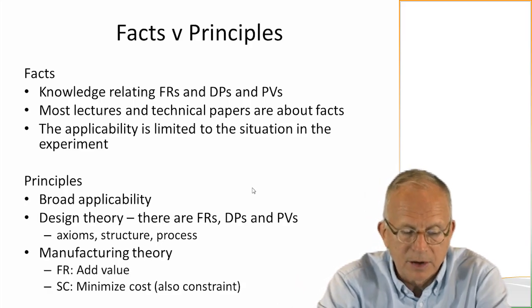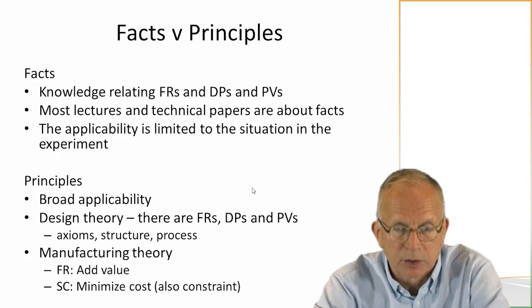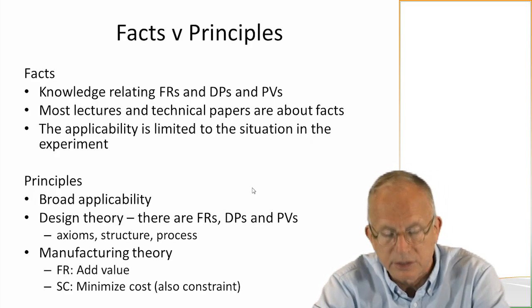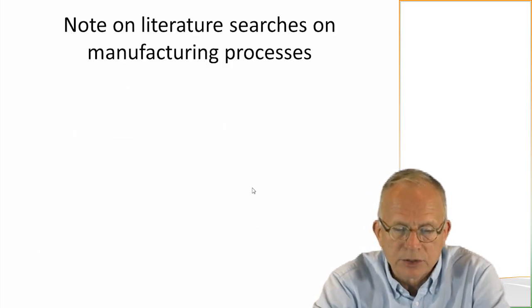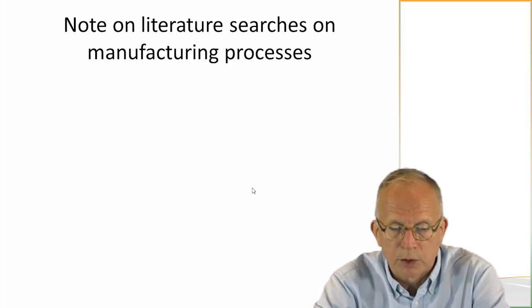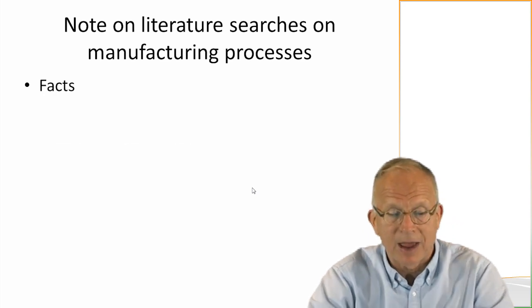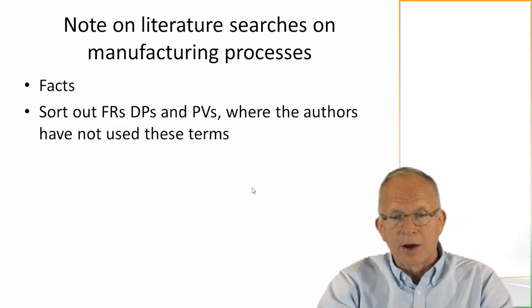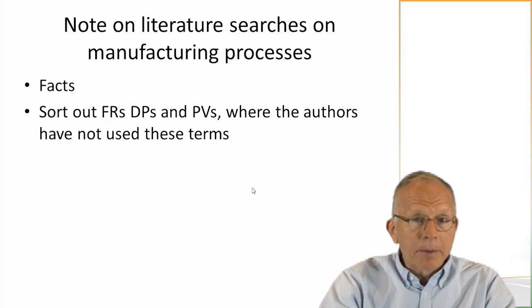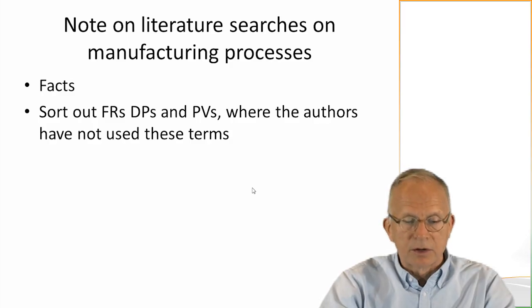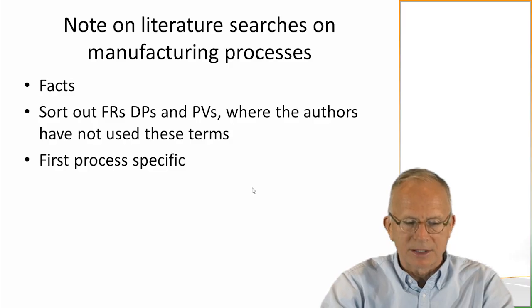Now, manufacturing theory that we've developed earlier says FR0 is add value, and the selection criteria or a constraint could be minimize cost. Now, when you're doing literature searches on manufacturing processes to support your project work or the different homeworks, mostly what you're looking at is facts. And what you're trying to do is sort out FRs, DPs, and PVs where the authors have probably not used these terms because most of the authors aren't familiar with axiomatic design, but they're still writing about manufacturing processes.